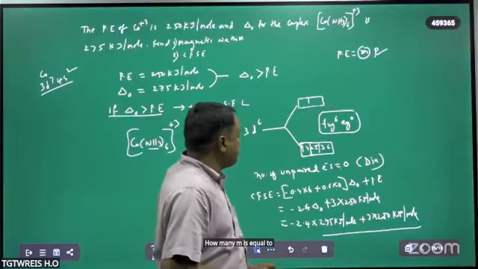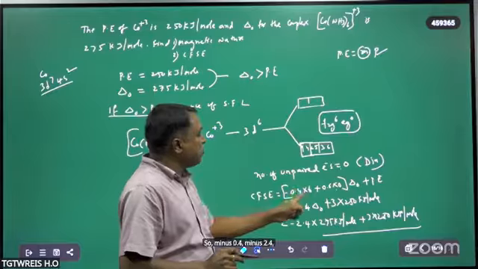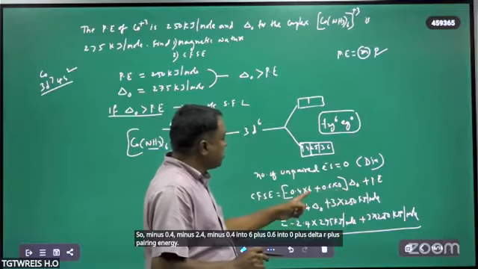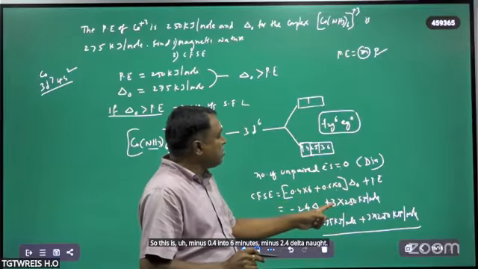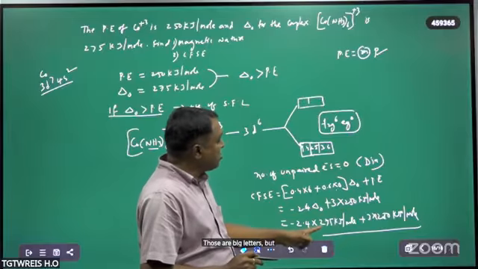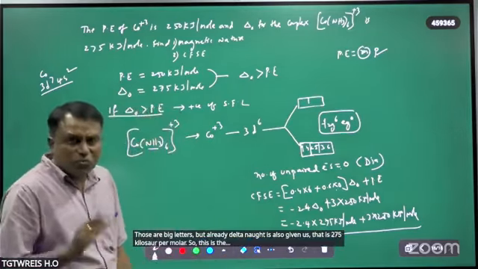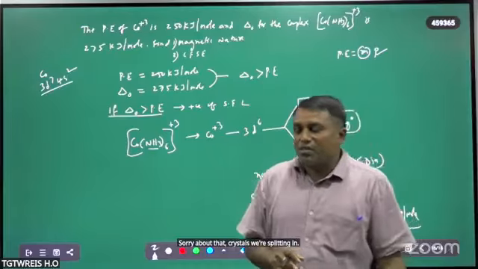So 3 into P. Minus 0.4 into 6 plus 0.6 into 0, into delta naught, plus pairing energy. Minus 0.4 into 6 means minus 2.4 delta naught, plus 3 into 250 kilojoules. Delta naught is already given, that is 275 kilojoules per mole. So this is the story about crystal field splitting in octahedral complexes.